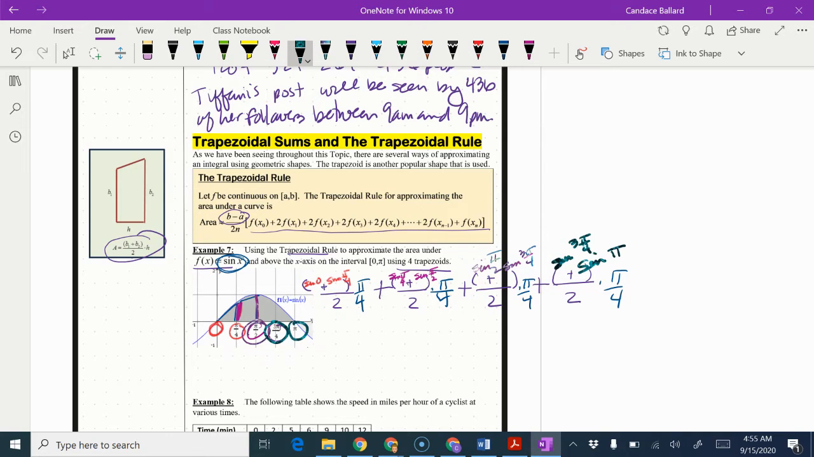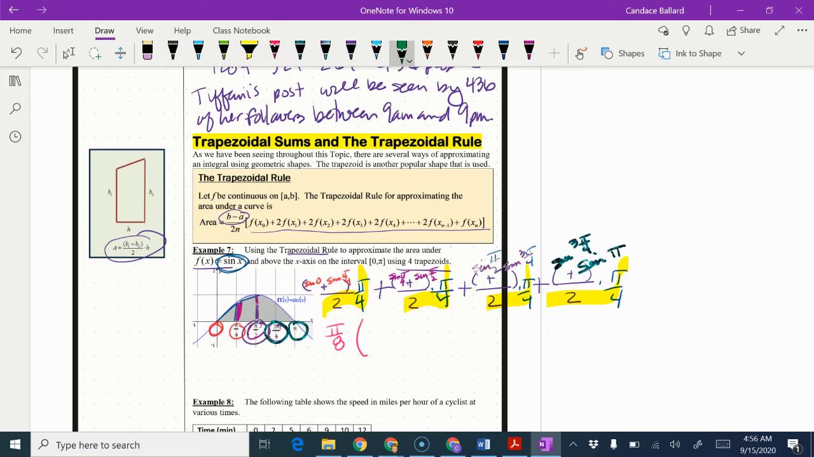Okay, so now we're going to do our calculation. But notice that this is in every single one of them. So I'm going to use some fancy algebra. I'm going to factor that out. So when I factor that out, I get pi over 4 times 2 in the denominator, which would really be pi over 8. So that has been factored out.